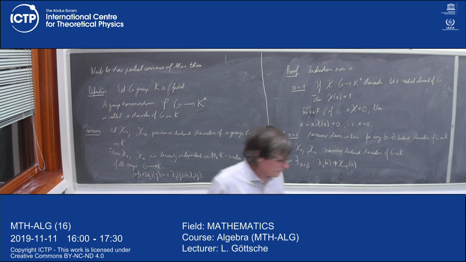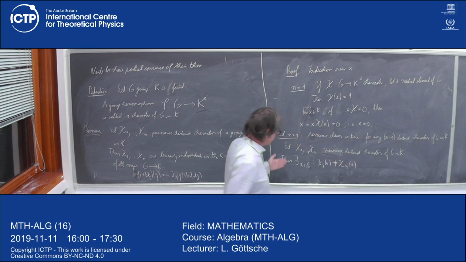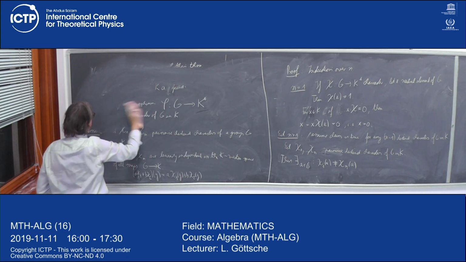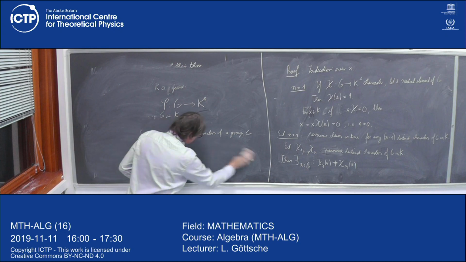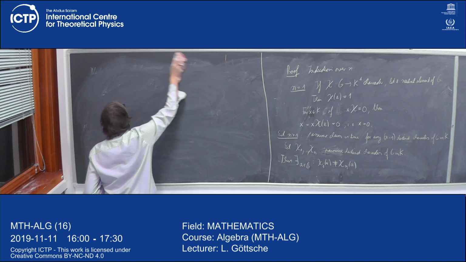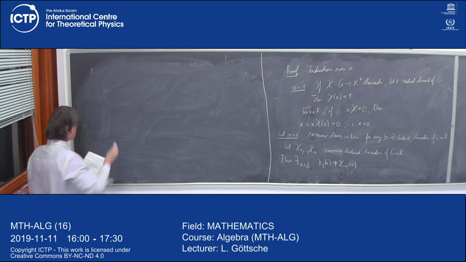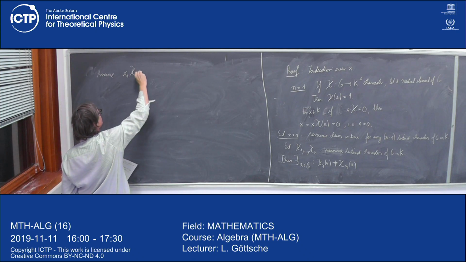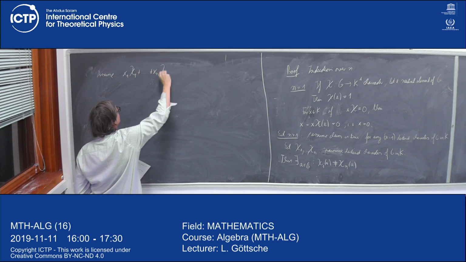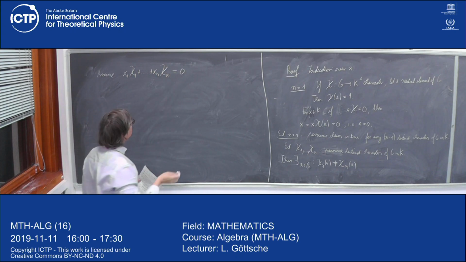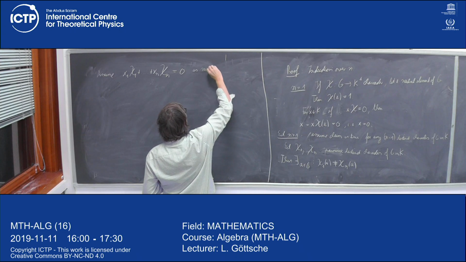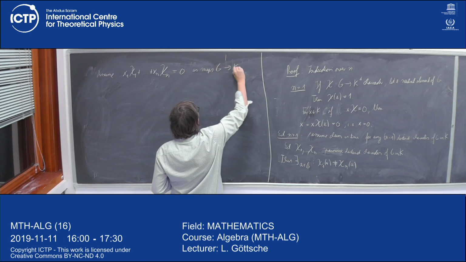So now we want to show their linear independence, so we assume we have a linear combination of them in this vector space of maps, which is 0, and then I have to show the coefficients are all 0. So assume x1 chi1 plus ... plus xn chi-n is equal to 0, as maps from G to K.